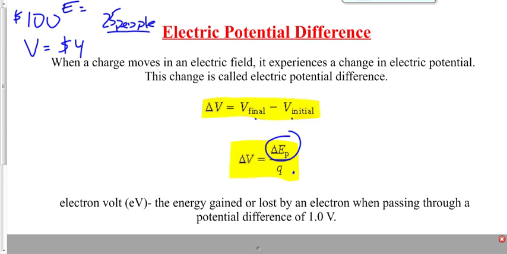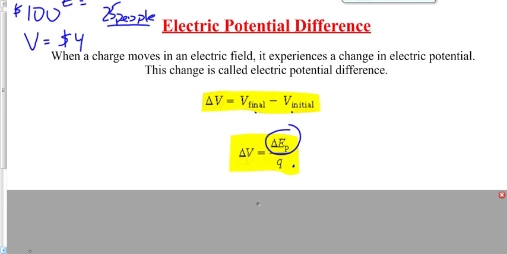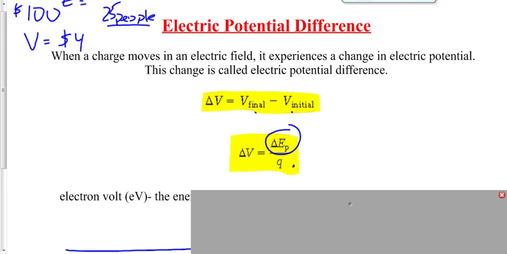Finally, one more term. It doesn't really go with the equations here, but it is a unit that we're going to have to use from today on through the rest of the year. It's called an electron volt. An electron volt is a unit of energy. Just like a joule is a unit of energy, just like a kilowatt hour is a unit of energy, right? We see kilowatt hour on our power bills. Yeah, that's a unit of electric energy. An electron volt is also a unit of energy.